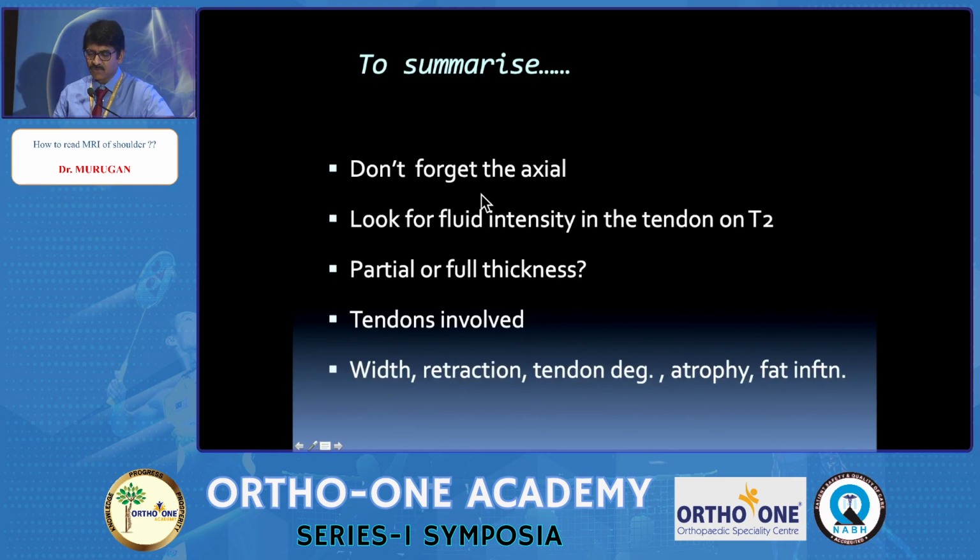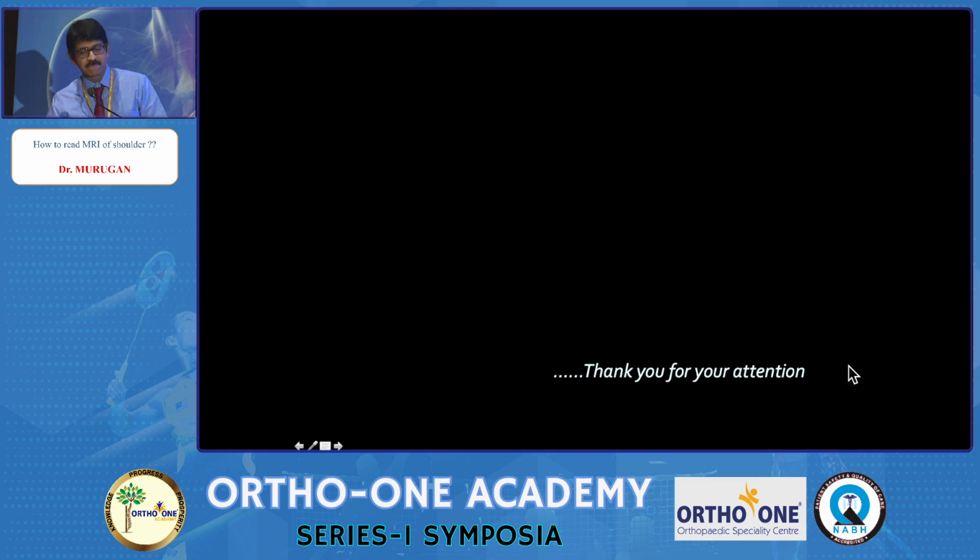And to summarize, don't forget the axial. Look for fluid intensity within the tendon on T2 images. Decide whether it's partial or full thickness, the number of tendons involved, and then finally the retraction, width, tendon degeneration, atrophy, etc.